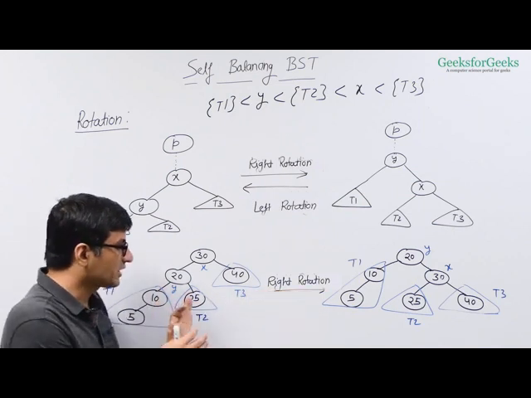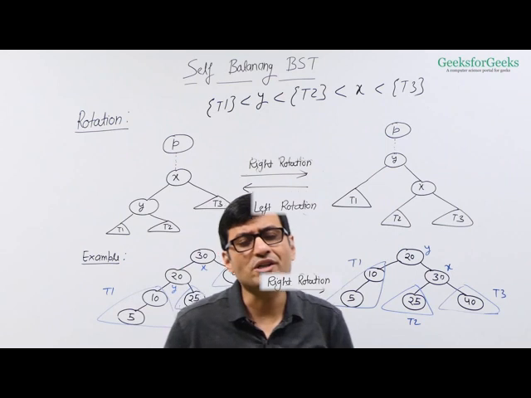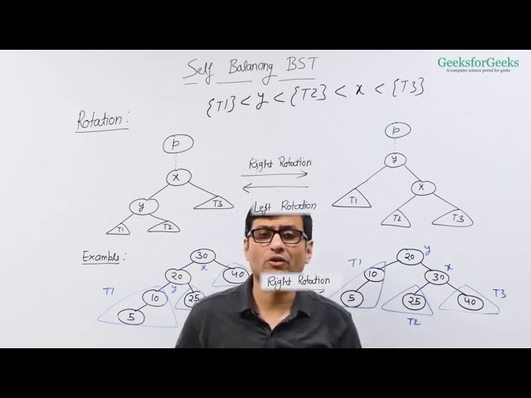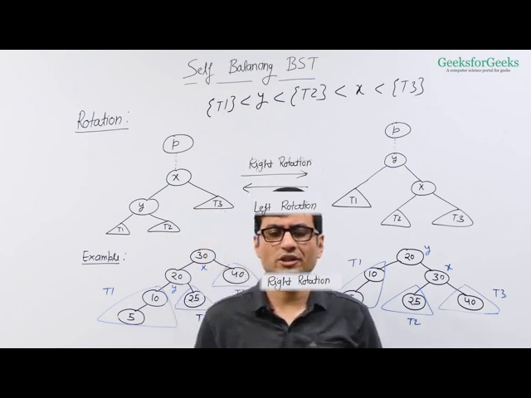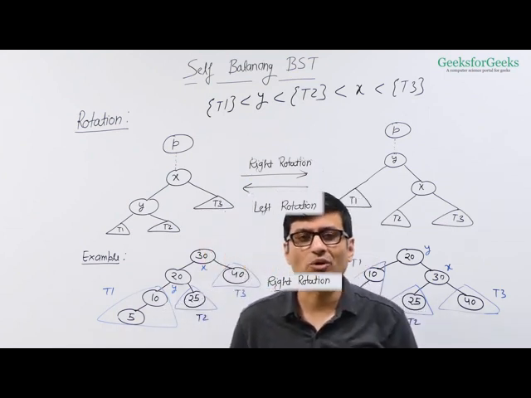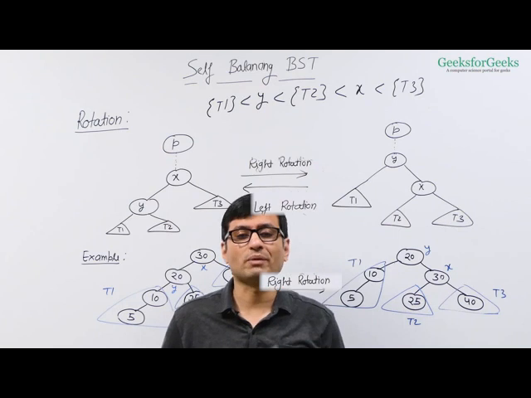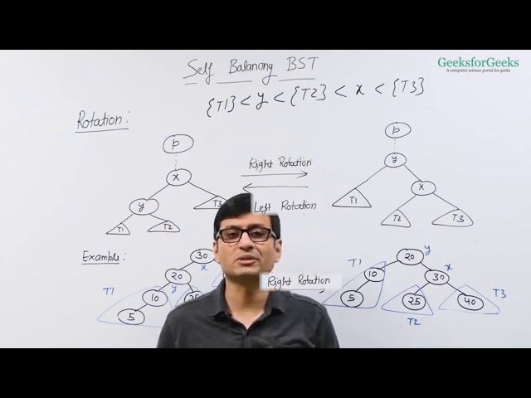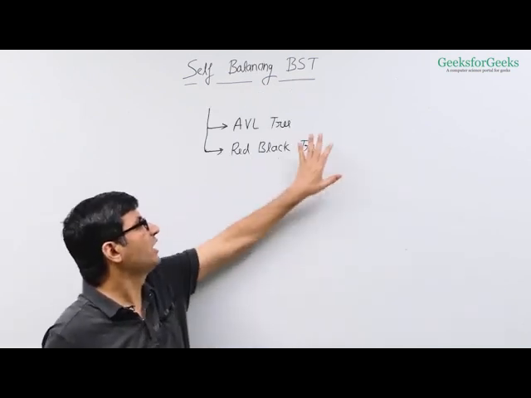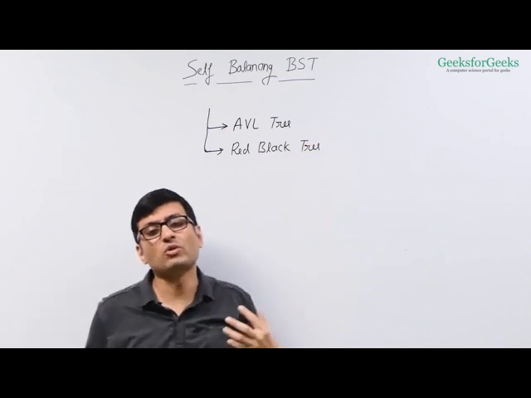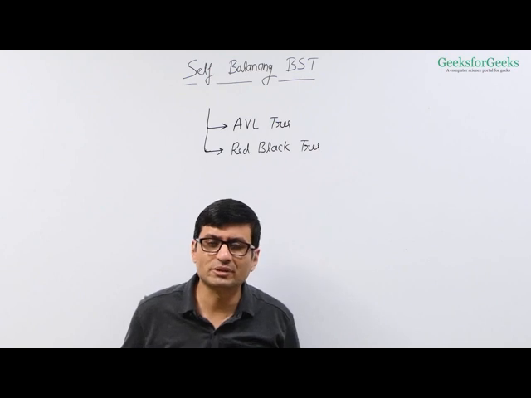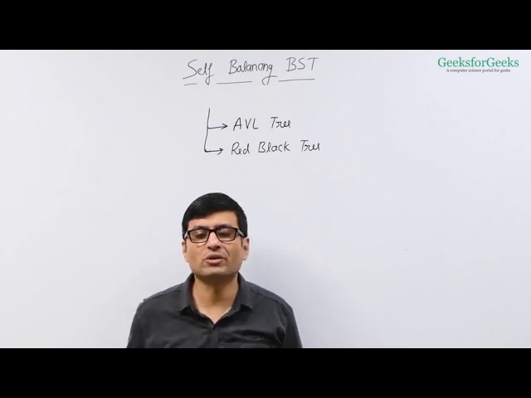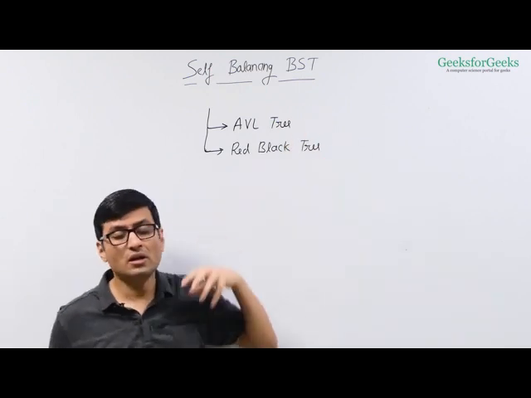Now we'll discuss in detail how we decide when to do left rotation, when to do right rotation, and which nodes to pick for left rotation and right rotation. We'll discuss these operations in detail when we talk about particular self-balancing BSTs. AVL tree and red-black tree are two example self-balancing BSTs. There are more self-balancing BSTs like splay tree. Here we are going to focus on these two.